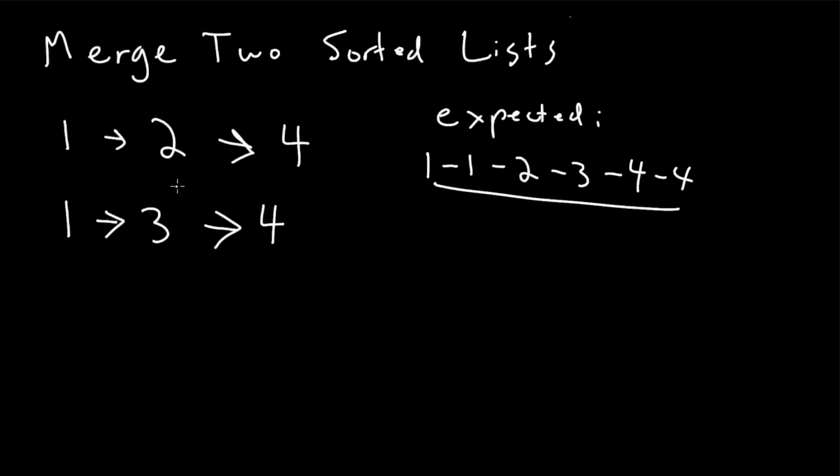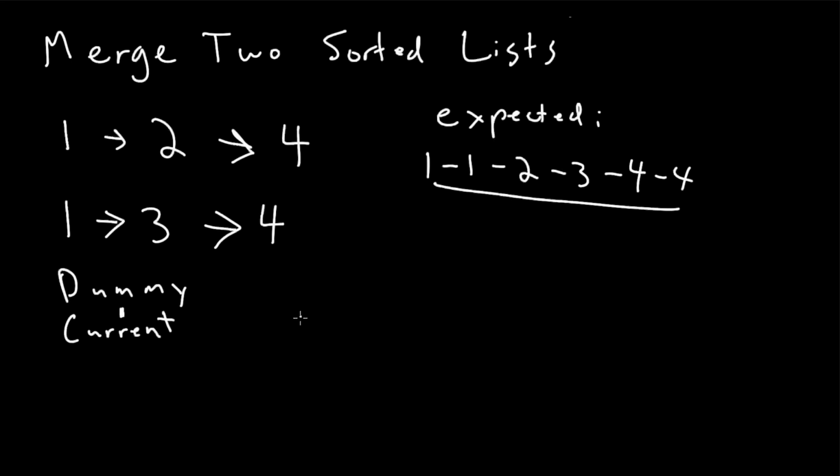So with this merge two sorted lists problem, we're given two inputs, right? In the example, list 1 is 1 to 2 to 4, and list 2 is 1 to 3 to 4, and the expected output is 1 to 1 to 2 to 3 to 4 to 4. The way that I'm going to think about doing this problem is using a dummy node. You might have heard of this, maybe you haven't, and a current pointer. By default, the dummy and the current pointer are going to be the same thing.